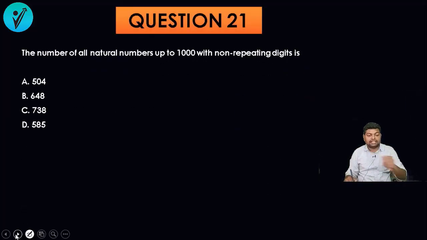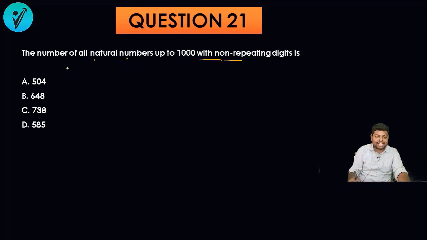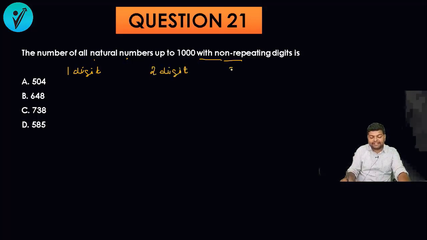Next, the number of all natural numbers up to 1000 with non-repeating digits. Yani digits shouldn't be repeated. All right. So first of all, all natural numbers up to 1000, okay, so first of all I'll be writing one digit natural number, okay, one digit natural number, then we'll be having two digits, then we'll be having three digits.